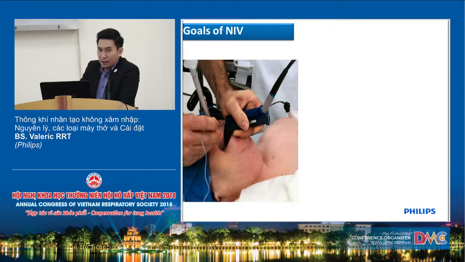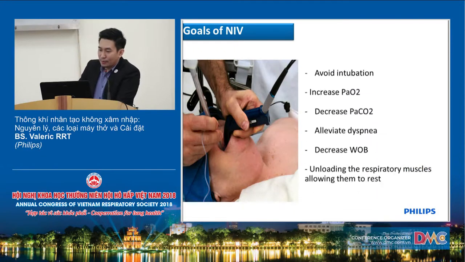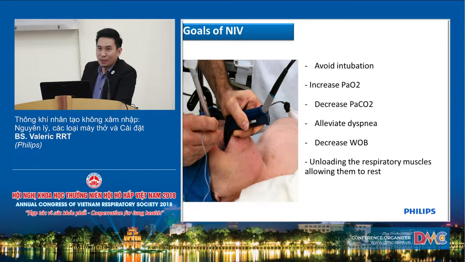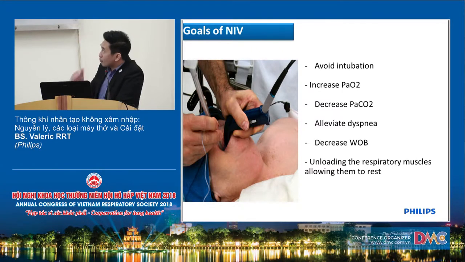Okay. So one of the goals of non-invasive ventilation is to avoid intubation. So what is the reason behind it? Why do we need to avoid intubation? Our other goals are to increase PaO2, decrease PCO2, lessen dyspnea, decrease the work of breathing, and unload the respiratory muscles, allowing them to rest. But the most important goal of non-invasive ventilation is avoiding intubation. We will discuss this in detail later.